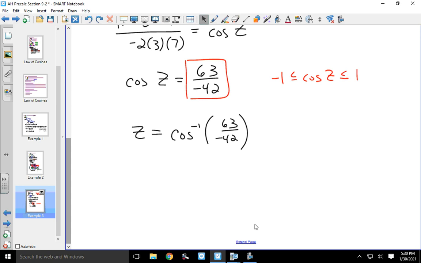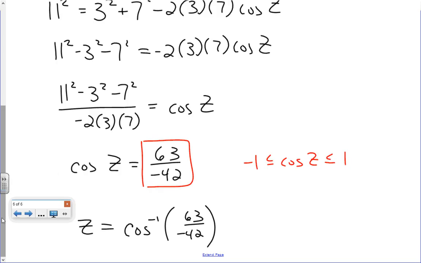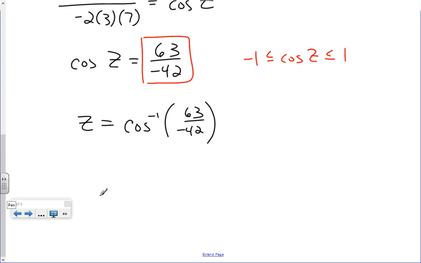So it's okay if you didn't recognize it from the very first step. It just means you did a little extra math that you didn't need to, but this has no solution. At some point, you're going to find that, even if you get all the way to the very last step. All right, that right there is the end of Law of Cosines, section 9-2.